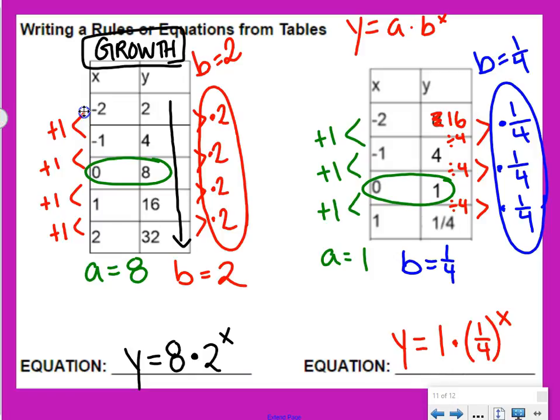Now, if we look at this table and our y values are getting exponentially smaller as our x values get bigger, we call this an exponential decay function. Now, if you look, exponential decay, we talked about that at the beginning in vocabulary. The b is a fraction. Exponential growth, the b is a whole number.